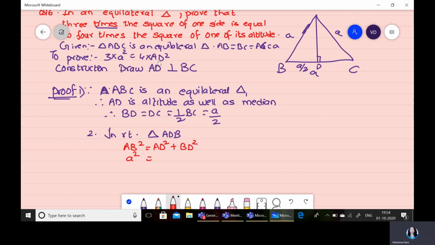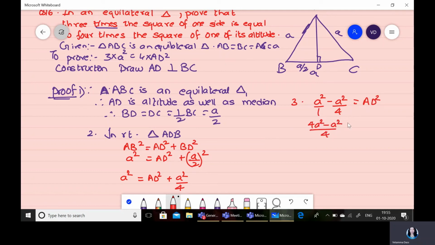We want AD square on the RHS. Can I write BD in terms of A? Yes, it is A upon 2 the whole square, so please put the bracket, don't forget. So I get A square equals AD square plus A square upon 4. I want AD square on the RHS, so I take this A square upon 4 to the other side. What you will get here is A square minus A square upon 4 equal to AD square. Can I cross multiply here? So I get 4A square minus A square upon 4 equal to AD square. So 4A square minus A square gives 3A square upon 4 equal to AD square. So this 4 will go here.